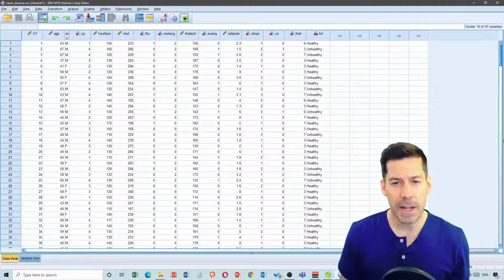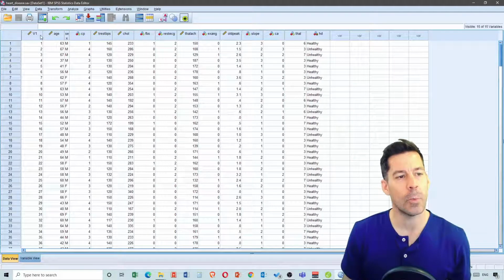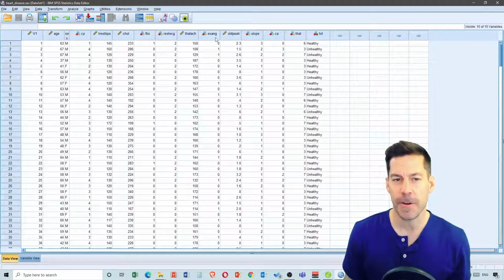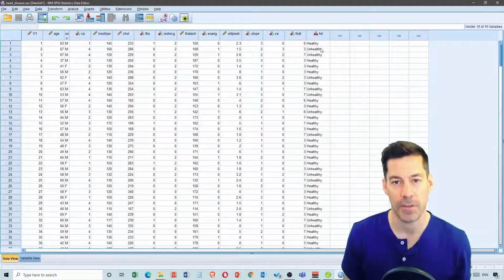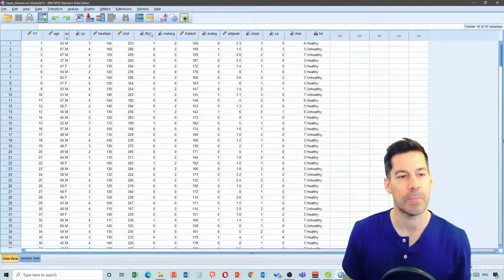So what I've done is I've preloaded this file. It is called heartdisease.sav. And what we see is we've got a bunch of different predictors, including age, sex, and this is resting blood pressure, and a bunch of different other predictors to predict heart disease, or whether a person is healthy or unhealthy in terms of heart disease. So what we want to do is to be able to give a prediction or a probability that a person will have heart disease based on one or more of these predictors.